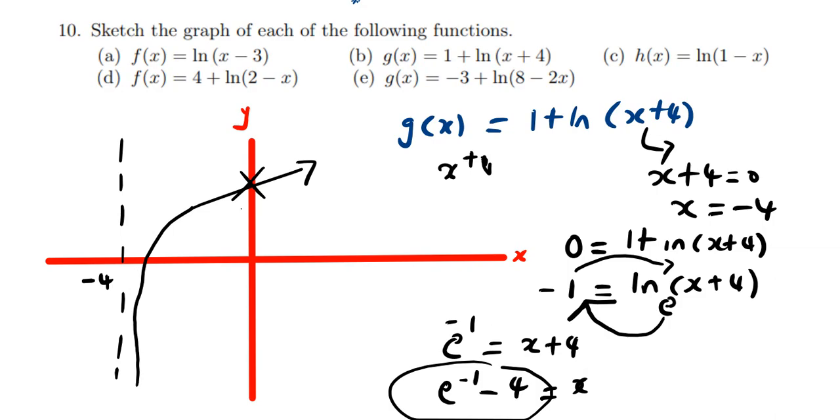Where we cut the y-axis, x is going to be 0. So if I put a 0 here, I have the natural log of 4. So I've got 1 plus the natural log of 4. Since we don't have a calculator, you are going to use a calculator to find that point. So on my point, 1 plus the natural log of 4, what am I getting?